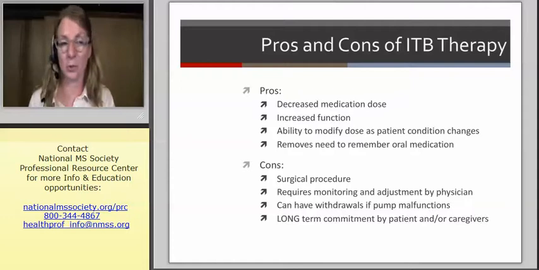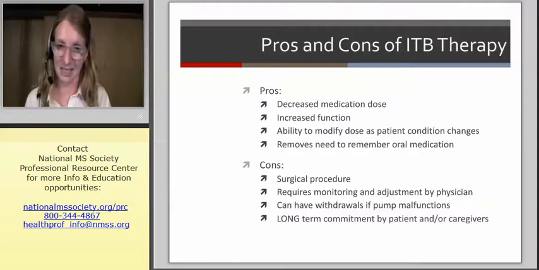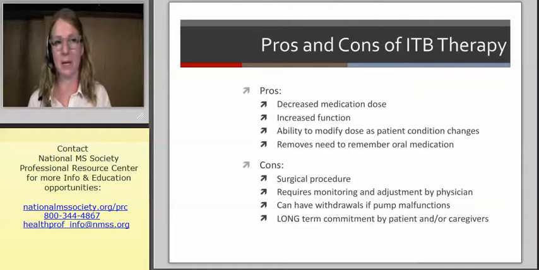Cons are, this is a surgical procedure, and it's a decent sized surgical procedure to get the pump implanted, so you have all of the rehab and recovery after a surgical procedure. It requires monitoring and adjustment by the physician, especially in that first 3 to 6 months when the patient's getting used to it and getting over the surgery. It's a visit about every 2 to 3 weeks for the first couple months.